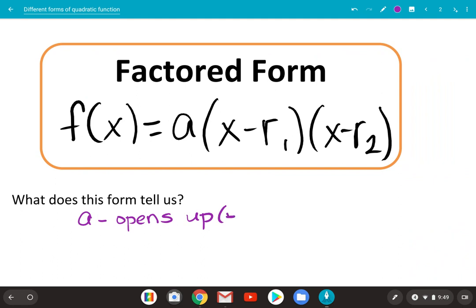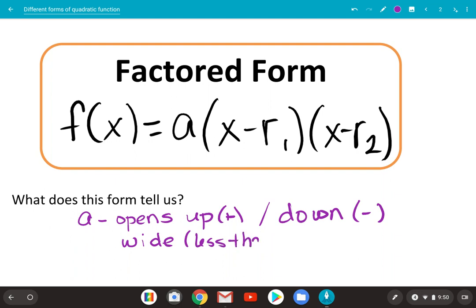Up, it's going to be positive. Down, it's going to be a negative, okay? It's also going to tell if it's wide, which means it's less than 1, or narrow or thin, wherever you want to call it. And this is going to be greater than 1.